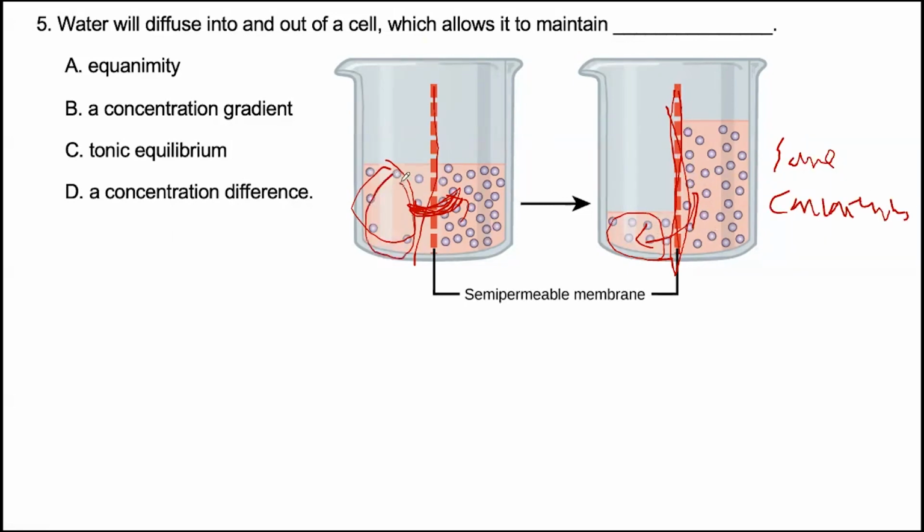So this is the more dilute solution. This is the more concentrated solution. The only way you can keep these solutions equal to each other is if water molecules went from left to the right. Is that clear? Right? So we call this tonic equilibrium.